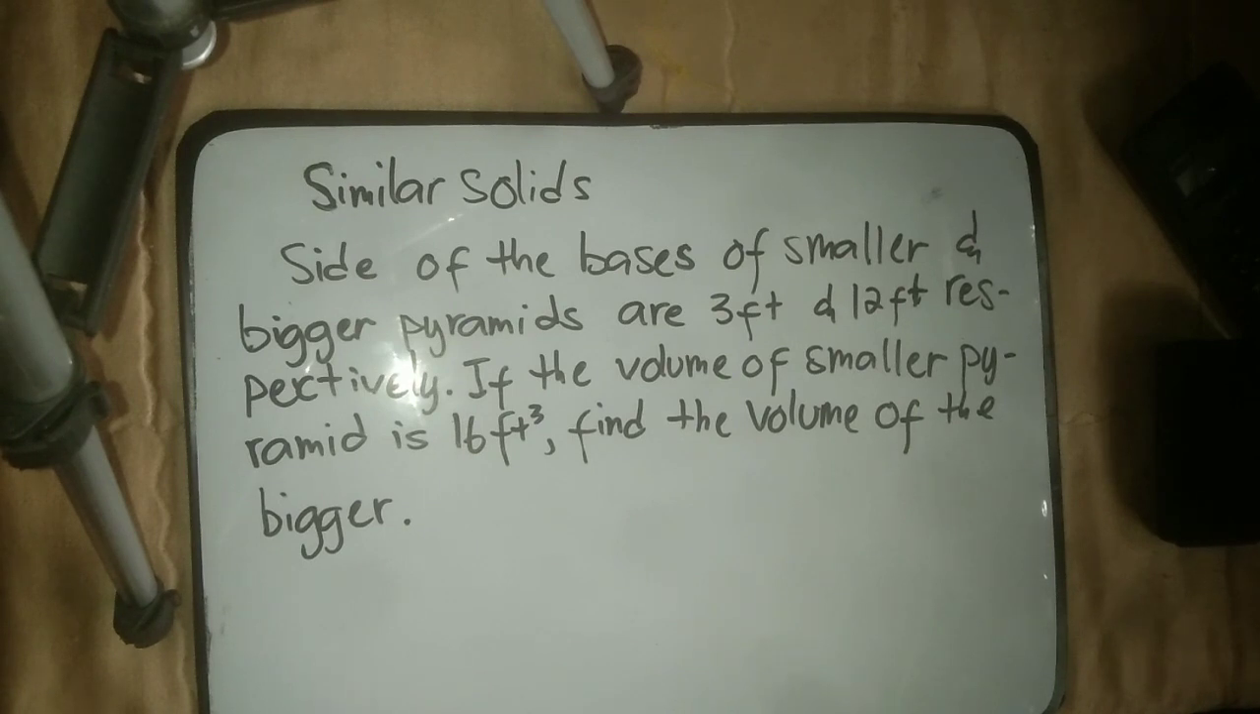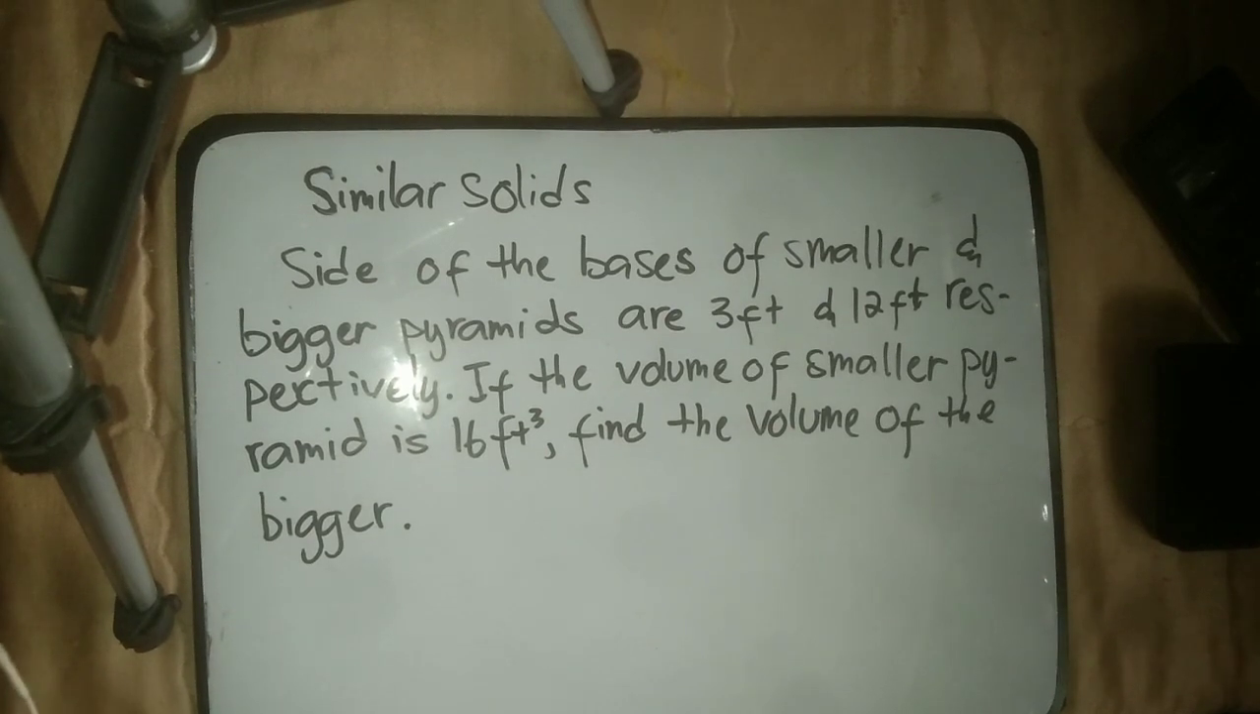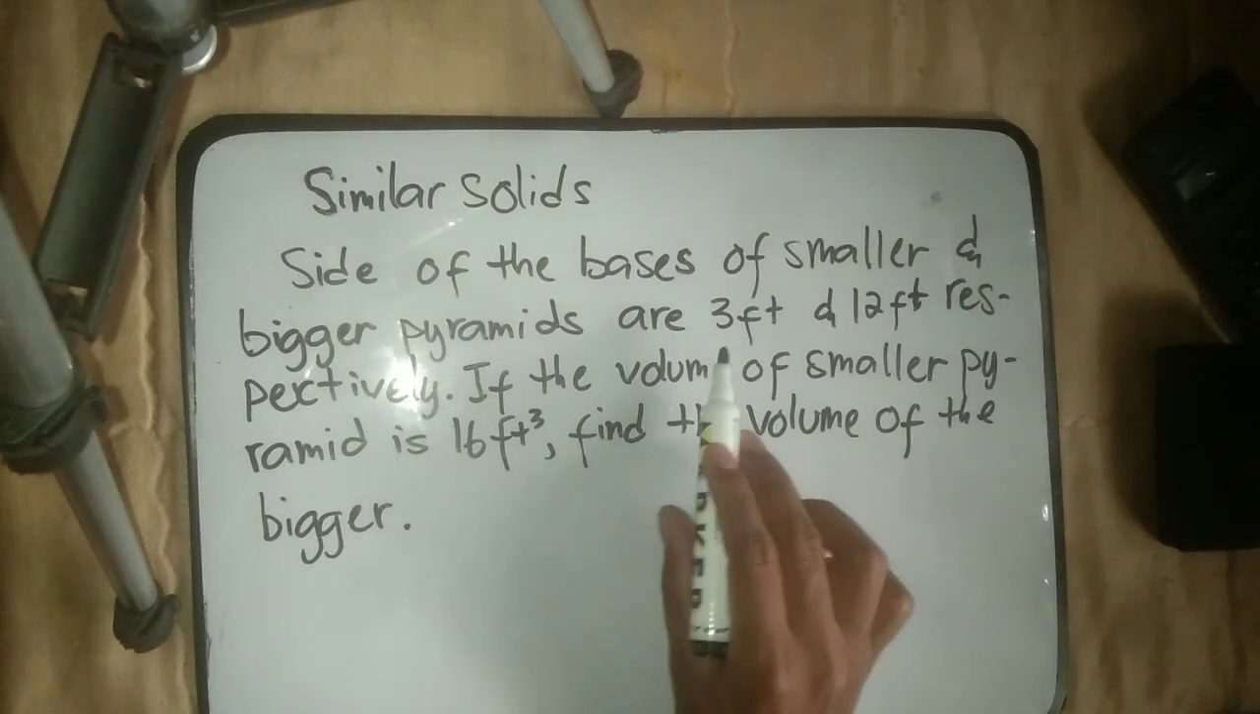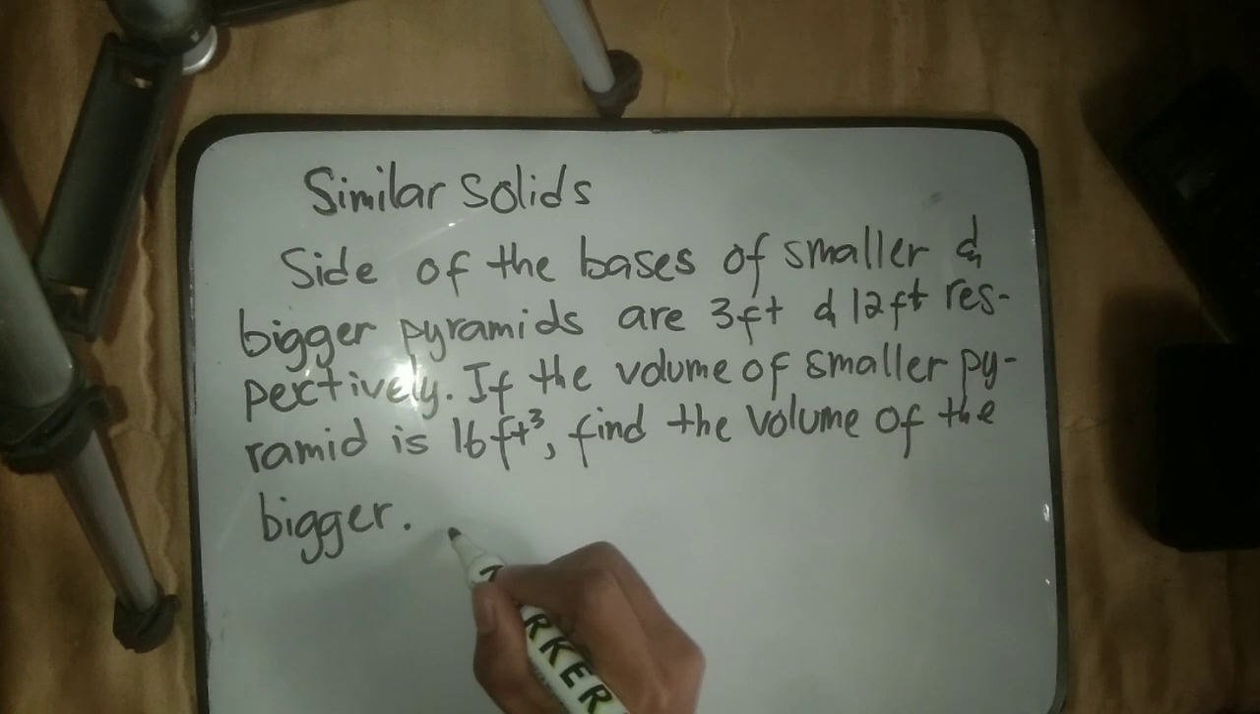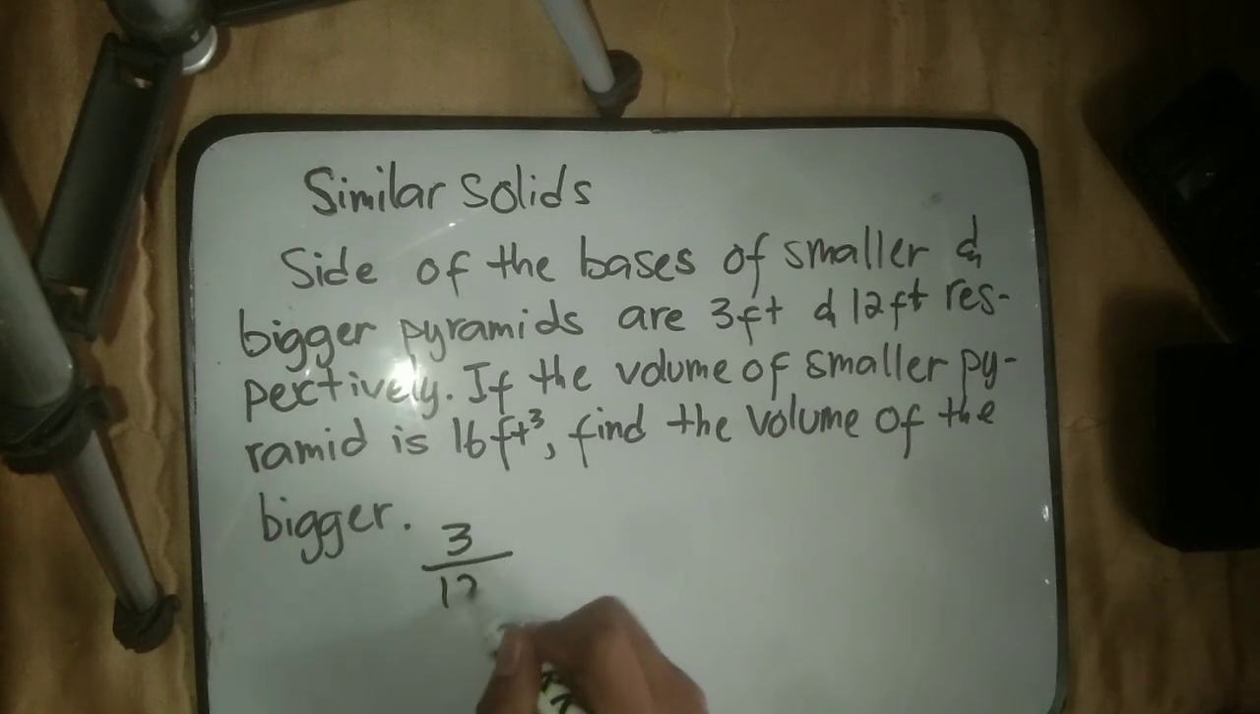Side of the bases of smaller and bigger pyramids are 3 feet and 12 feet respectively. If the volume of the smaller pyramid is 16 feet cube, find the volume of the bigger. So now that we have the information that we needed, we just have to find the ratio or the scale factor of these two similar solids. Let's say this 3 feet and 12 feet, 3 to 12.